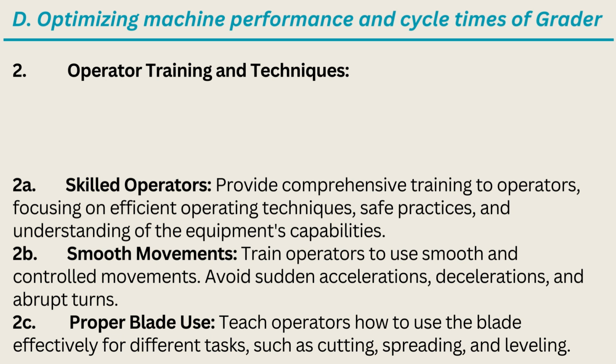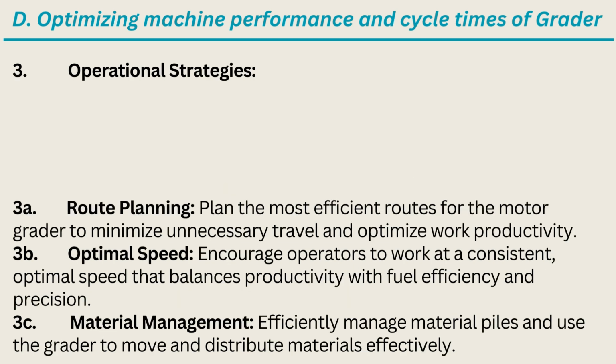Skilled operators provide comprehensive training to operators, focusing on efficient operating techniques, safe practices, and understanding of the equipment's capabilities. 2B. Smooth movements. Train operators to use smooth and controlled movements. Avoid sudden accelerations, decelerations, and abrupt turns. 2C. Proper blade use. Teach operators how to use the blade effectively for different tasks, such as cutting, spreading, and leveling.